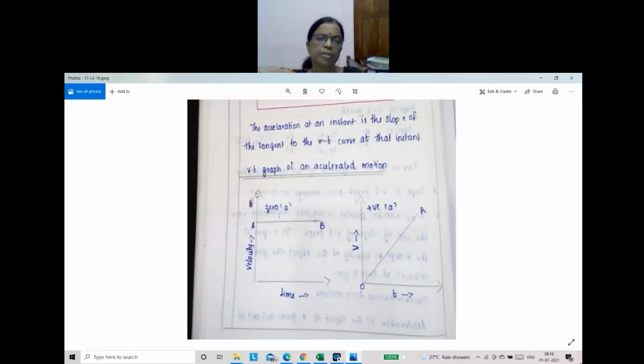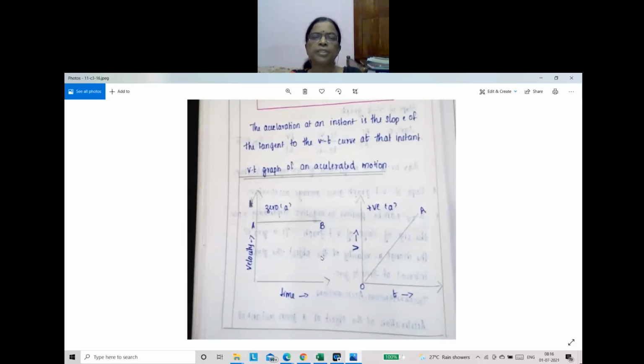So such a body's motion is shown here. Suppose here you write 80 kilometer, time 1 hour, 2 hour, 3 hour passes, but the velocity itself is maintained at 80 kilometer per hour. So there is no acceleration, or zero acceleration, and the graph is parallel to the time axis.